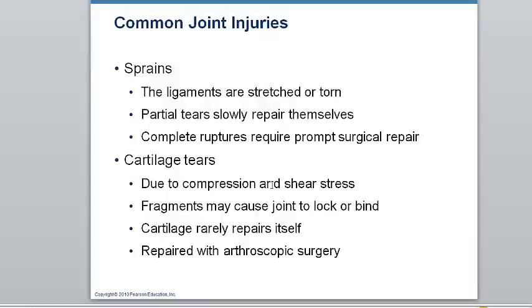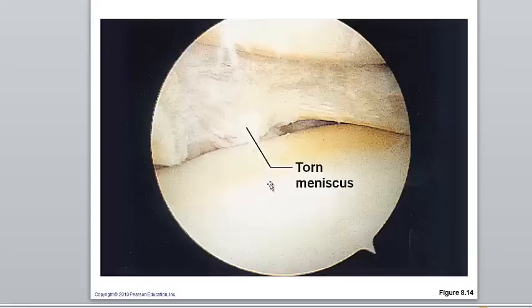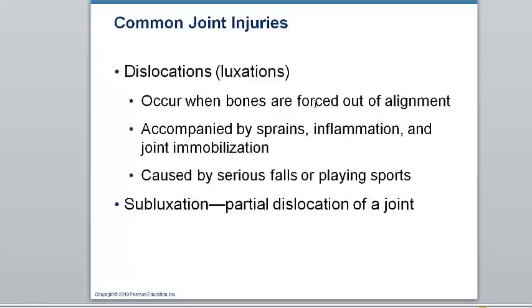Cartilage tears are usually due to compression and stress. When fragments are within the joint, it causes the joint to lock or bind. That's basically what we call lockjaw and all those things, right? And it has to be repaired arthroscopically. So here you can see your toe and meniscus. They have to go in arthroscopically and repair that area.